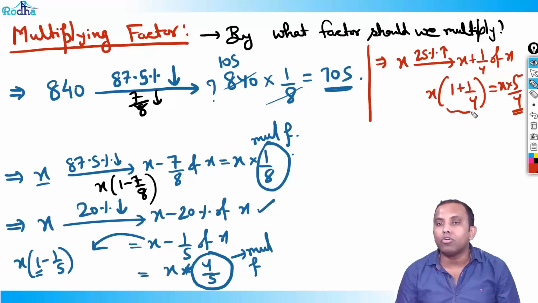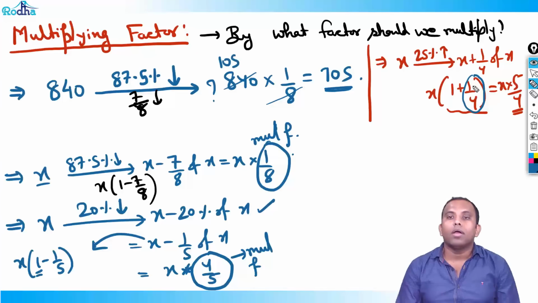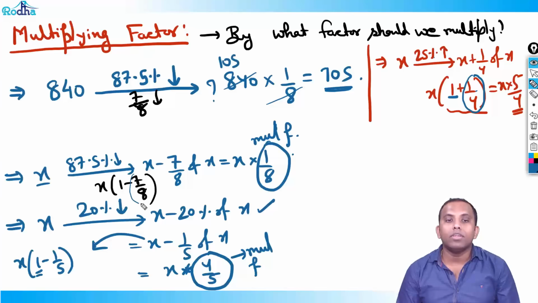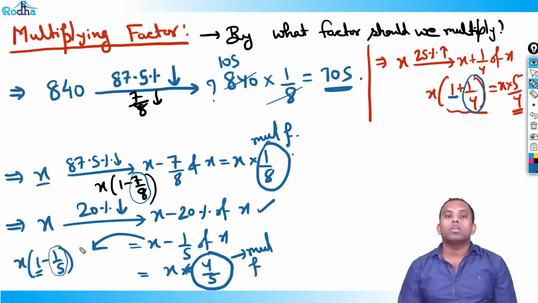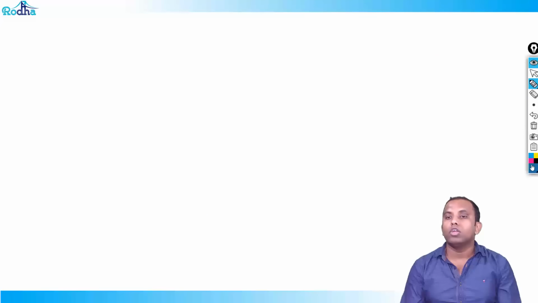What is this 1 plus 1 by 4? So you see here, 1 by 4 is our 25% value. Why 1 plus? Because it is increasing. Here 7 by 8 is our 87.5% decrease. Why 1 minus? Because it is decreasing. Here also, 1 by 5 is our 20% value. Why 1 minus 1 by 5? Because decreasing. So always we can generalize it now to calculate the multiplying factor.